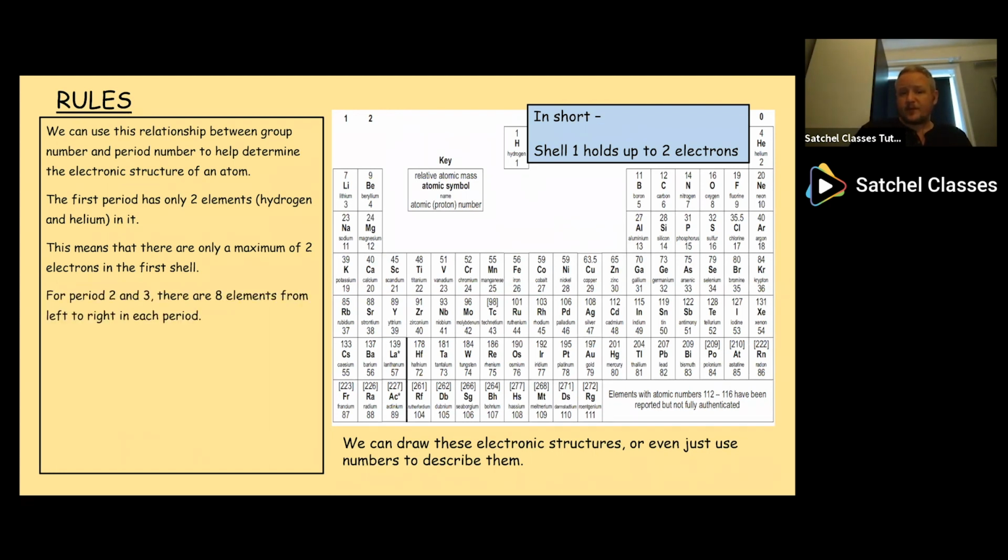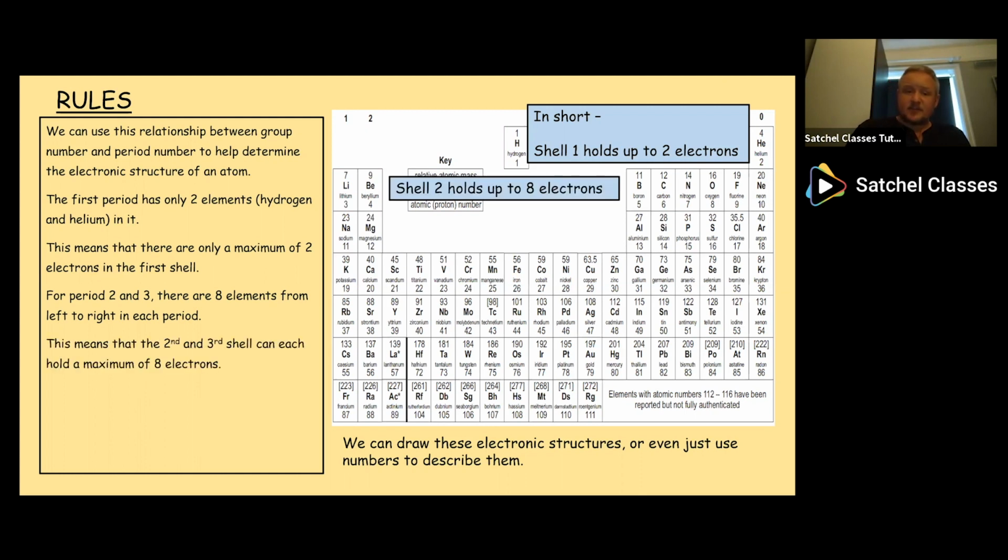For period 2 and 3, there are 8 elements from left to right in each period. If you count them from lithium to neon, or from sodium across to argon, we'll see there are 8 elements there. That means that the second shell and the third shell can each hold a maximum of up to 8 electrons.